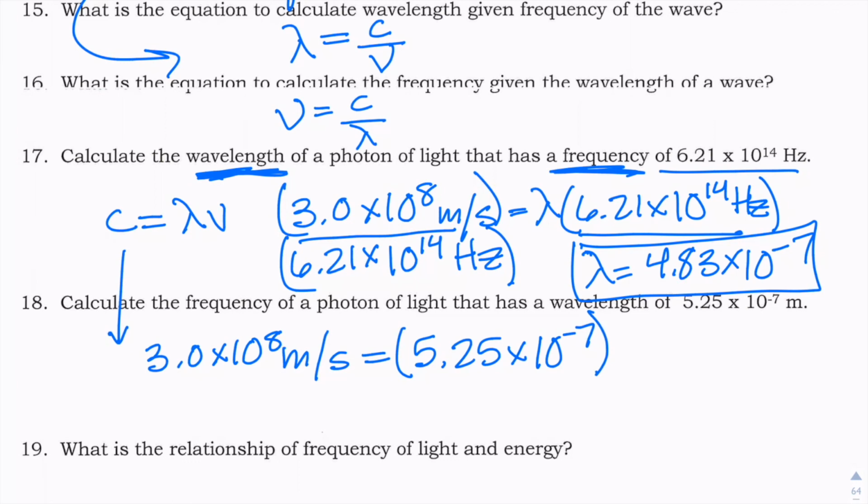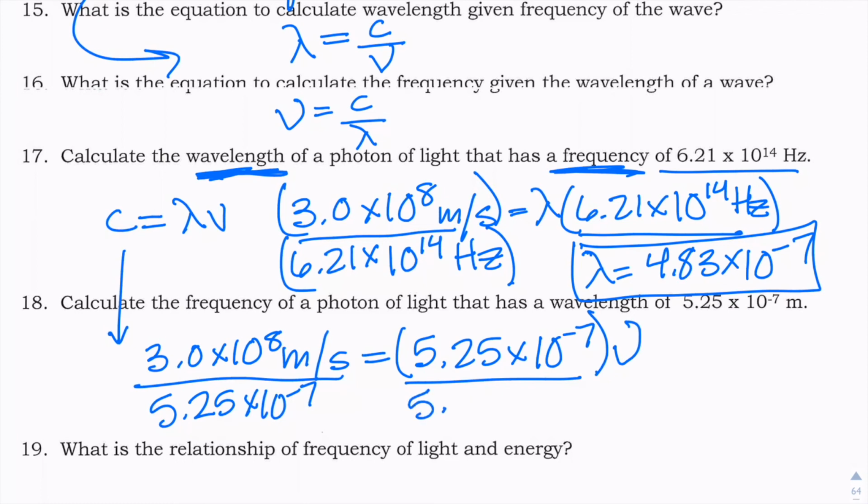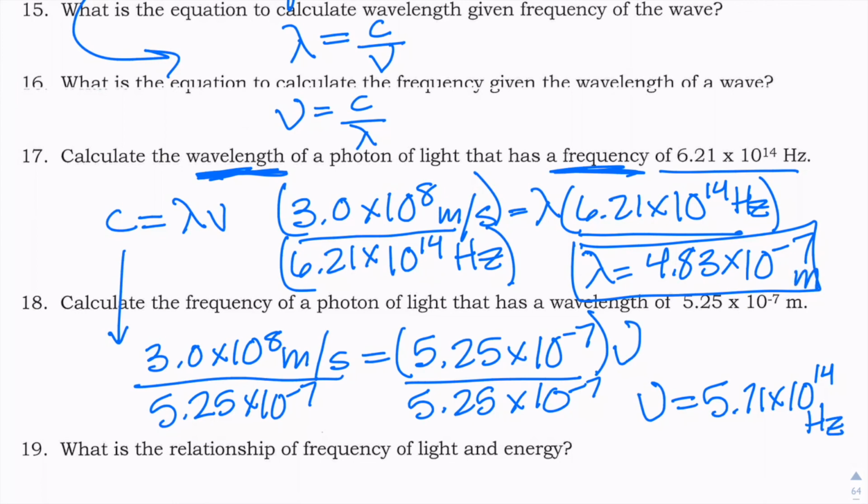All right, calculate the frequency. Okay, so we need to divide both sides by 5.25 times 10 to the minus 7. I'm going to put this in Google and get you an answer here, but go ahead and put this in your calculator too, because you need to know how to do it on your own. All right, I got 5.71 times 10 to the 14th hertz. Oh, and the last problem should be in meters. Make sure that you are including the units.